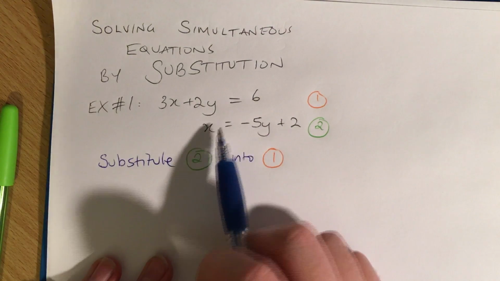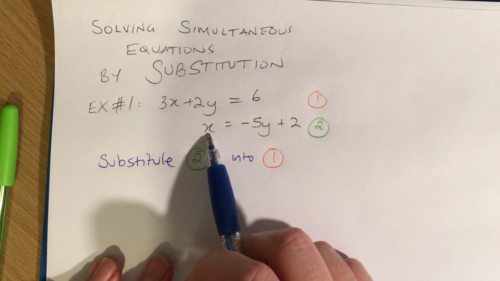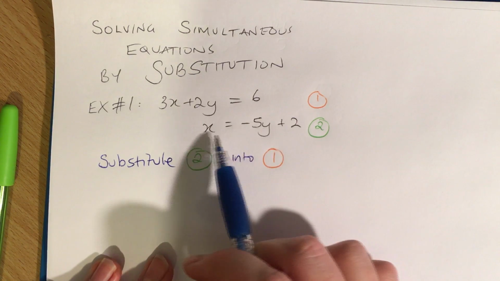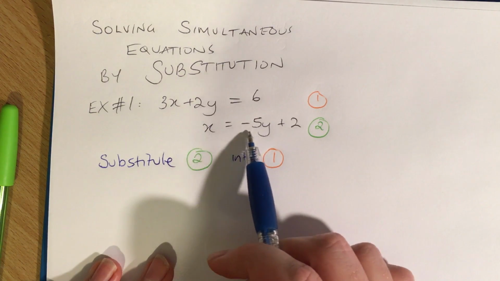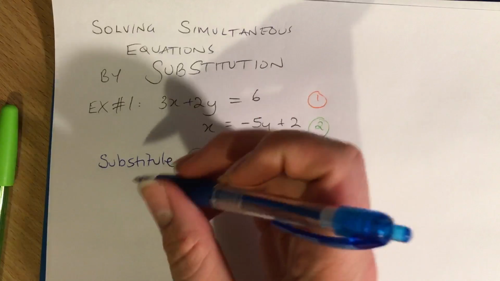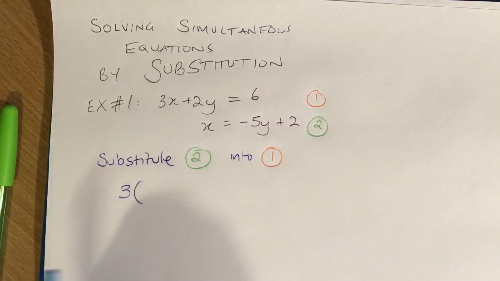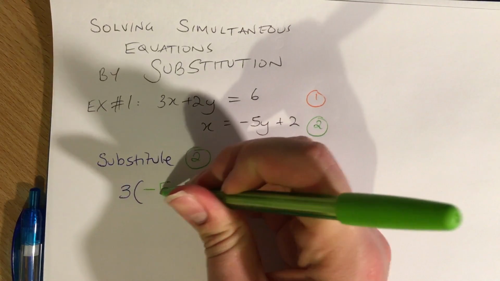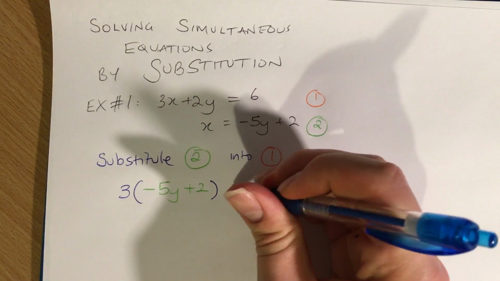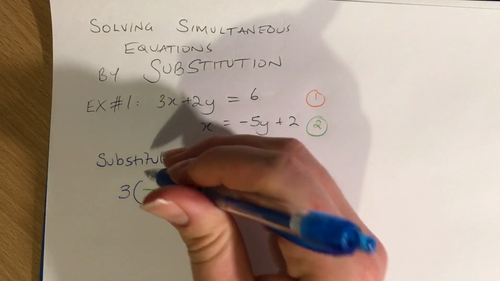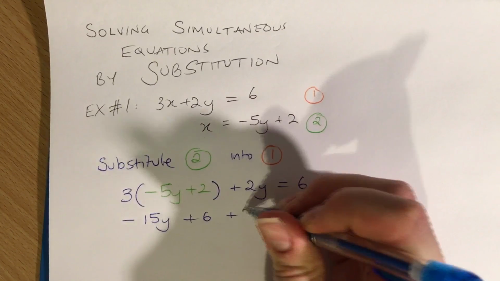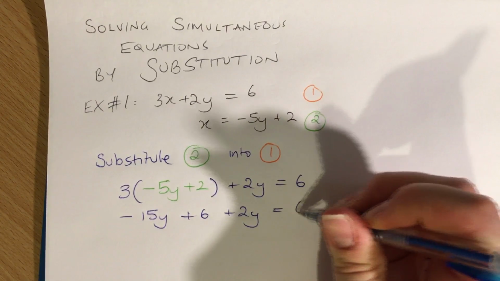What that means is I notice that whenever x is here, it can also be rewritten as negative 5y plus 2. In other words, every time I see an x, it's the same as negative 5y plus 2. So that's exactly what I'm going to do. I'm going to substitute in this first equation. So 3, negative 5, you'll notice here I've got all my lovely colours so that I remember what I'm doing. Plus 2y is equal to 6. I'm going to expand these brackets, get negative 15y plus 6 plus 2y is equal to 6.